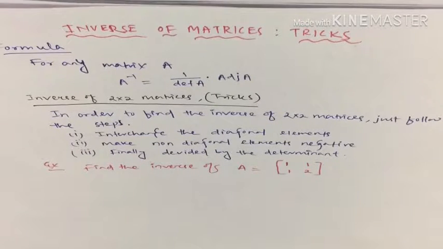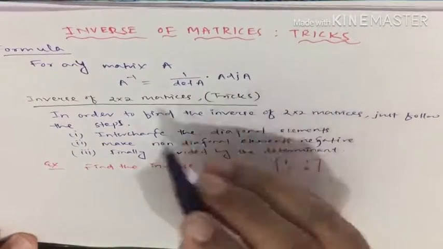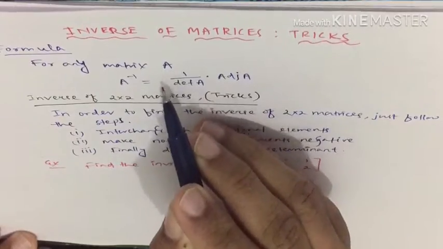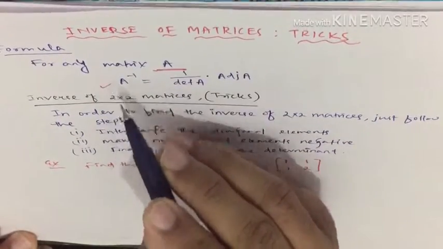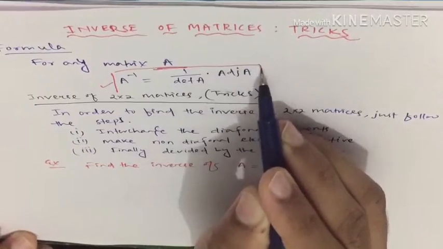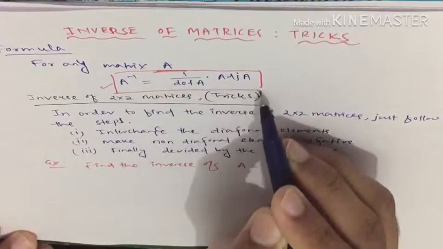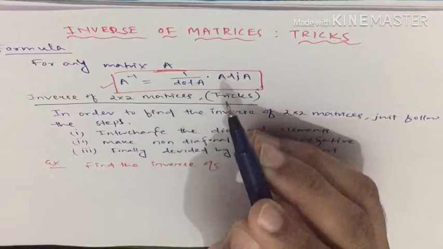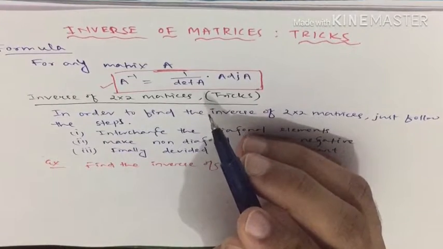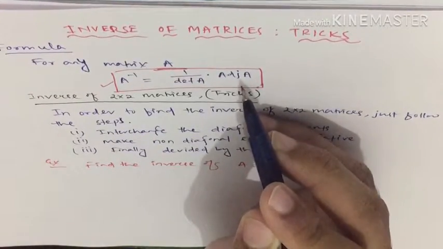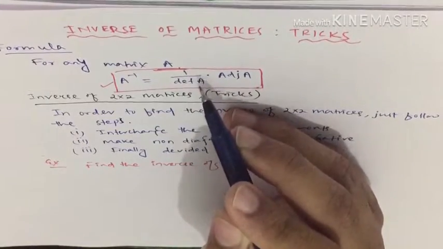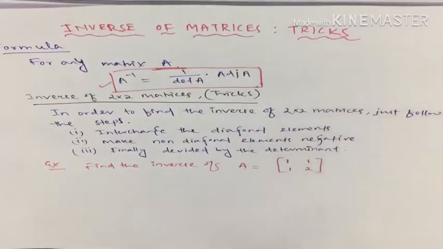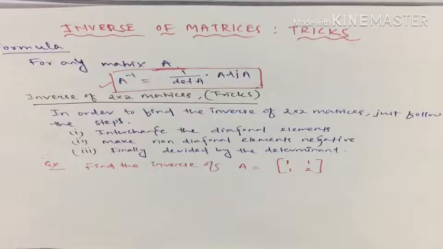So firstly, the formula for finding the inverse of a matrix is very easy. That is, for any matrix A, A inverse is nothing but 1 by determinant of A into adjoint of A. So determinant of A is very important. You have to calculate the determinant first, then find the adjoint of that matrix A, then divide by the determinant. So I said earlier, I am going to give the tricks for finding the inverse of a matrix.